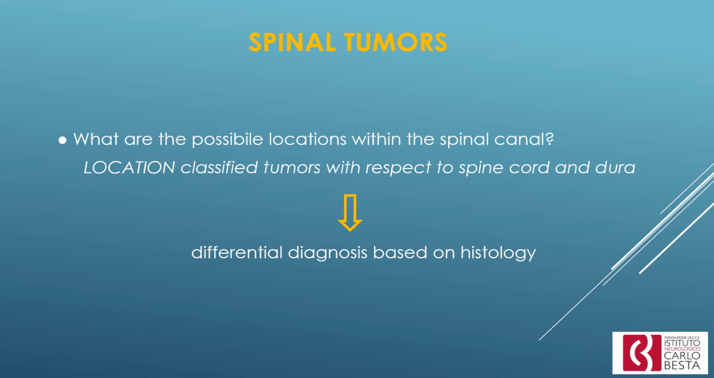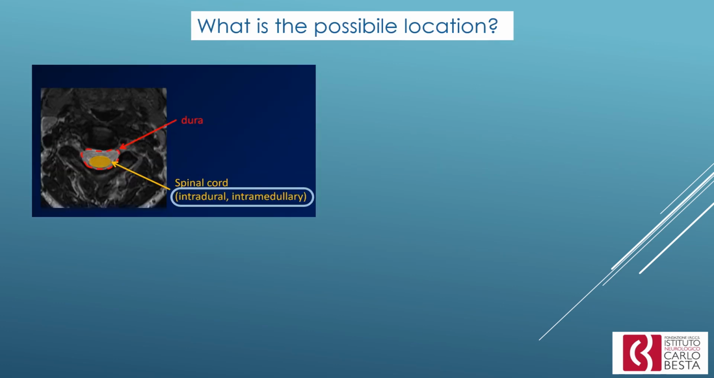The key questions we need to ask ourselves about spinal tumors are what is the possible location within the spinal canal and how it affects the histology. We then take a look at the picture in which you can see the axial spine section, and we are going to classify the lesion based on the location. In yellow is highlighted the spinal cord, and the dotted line in red marks the dura.